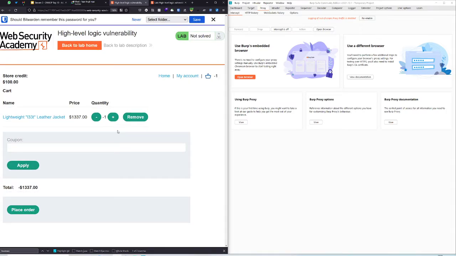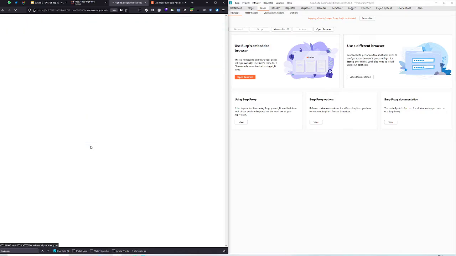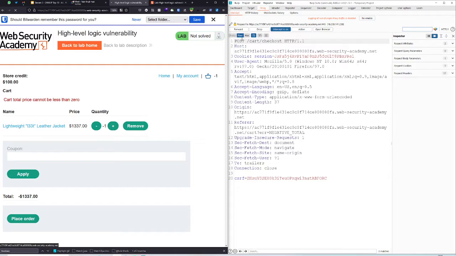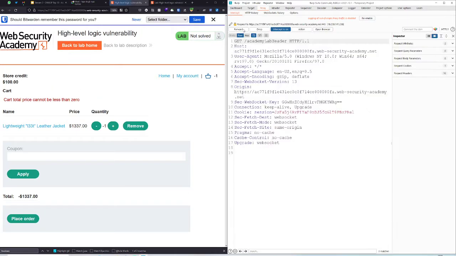So, when we gave it a negative quantity, like I was saying earlier, in a shop that doesn't validate the user input, you can get an order for minus the amount times the quantity sort of thing. So in this case, we get minus $1,337 back. Oh, well, we don't, but that would have been a scenario. Total price cannot be less than zero. Let's place order to see what's in there.